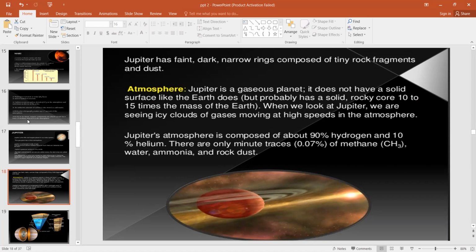Jupiter is a gaseous planet. It does not have a solid surface, just like the Earth and the other rocky planets. When we look at Jupiter, we see clouds, which are made up of gases and they are moving at high speeds in the atmosphere. Jupiter's atmosphere is mainly composed of 90% hydrogen and 10% helium. There are only little traces of methane, water, ammonia, and rock dust.